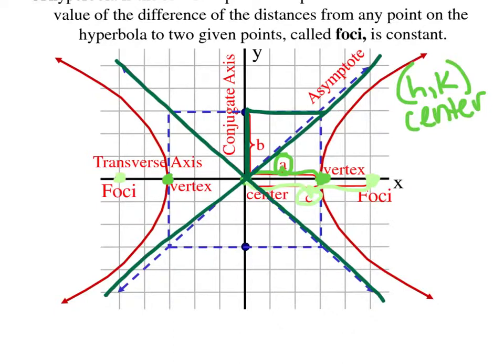So if you can plot your vertices, your foci, and your asymptotes, you have everything you need to then just draw this red curve on either side. And that's your hyperbola.